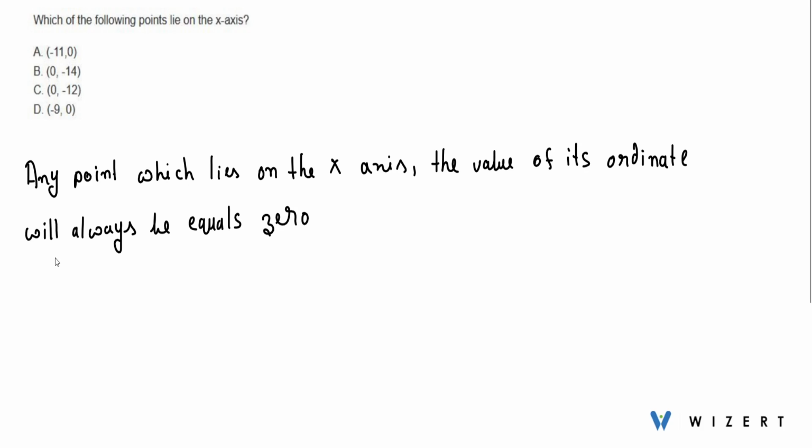Right? Now let's check the points one by one. So for point A, we have minus of 11 comma 0. So as you can see, the value of ordinate is 0. So this will lie on the x-axis.